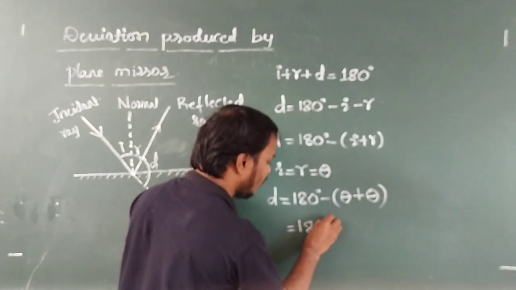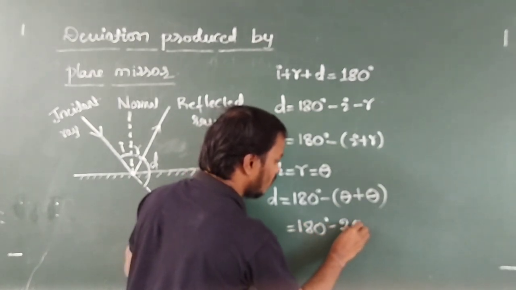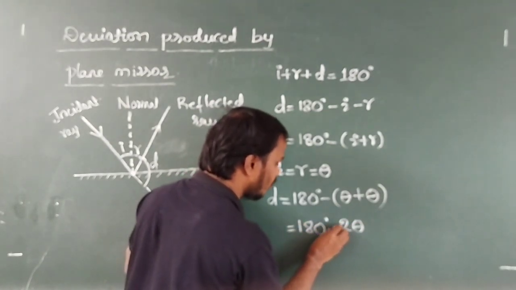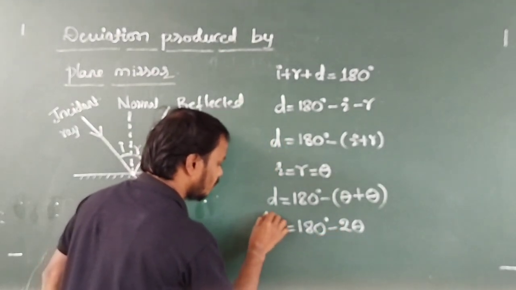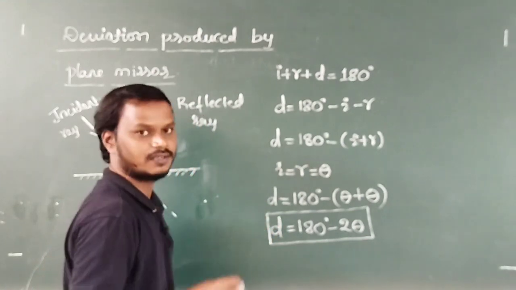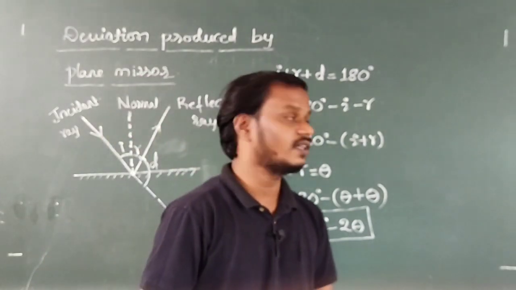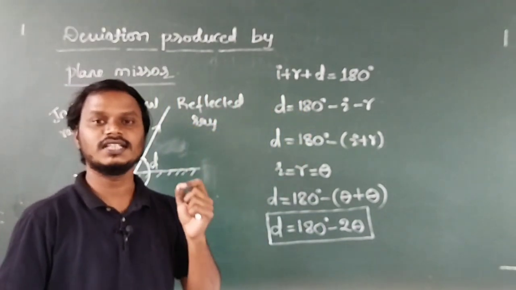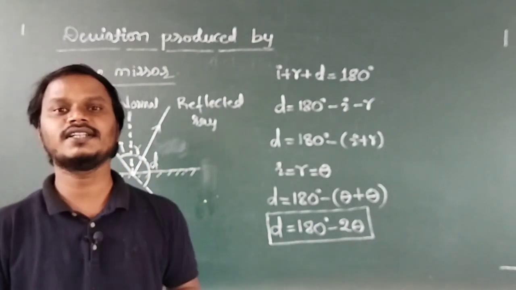Then 180 degree minus 2 theta. This is the deviation produced by a plane mirror, means a single plane mirror. Next, what about the deviation produced by two inclined plane mirrors?